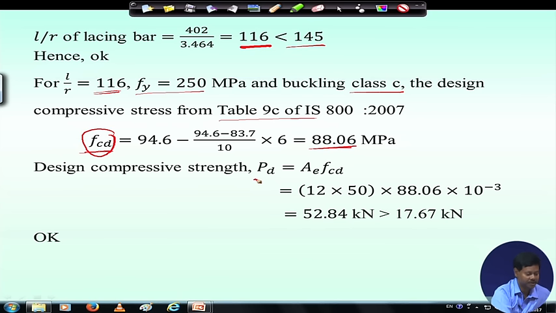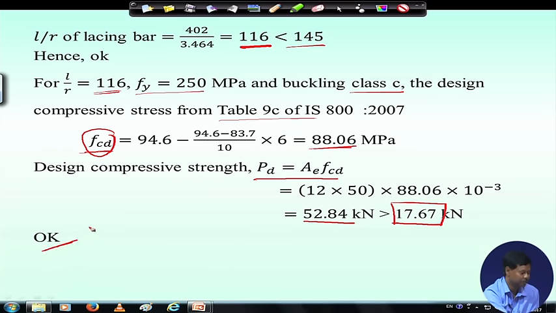And the design compressive force also we can find out, and this design compressive force has to be greater than the force acting on the lacing member. The compressive force acting on the lacing member, which we have calculated, is 17.67 kilonewton. So, this is the design compressive strength, which is more than the external compressive force on the lacing member. So, that means the design is okay, right.